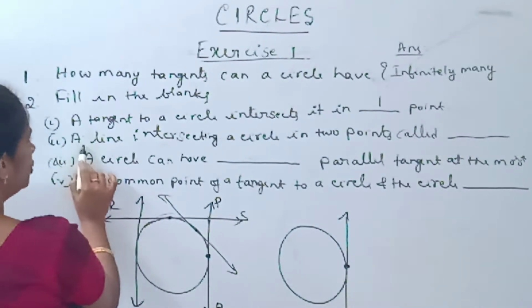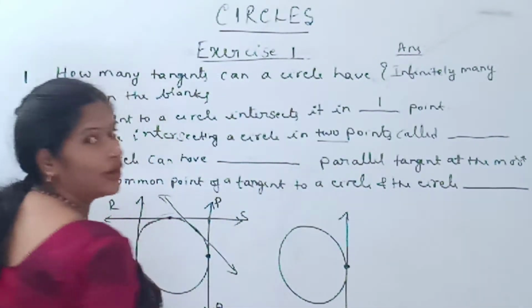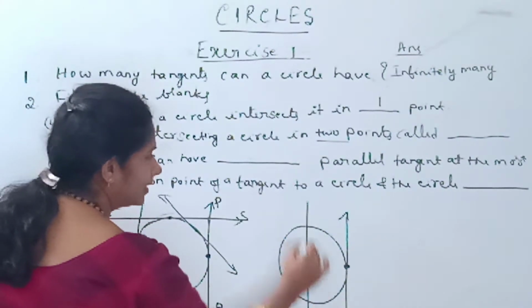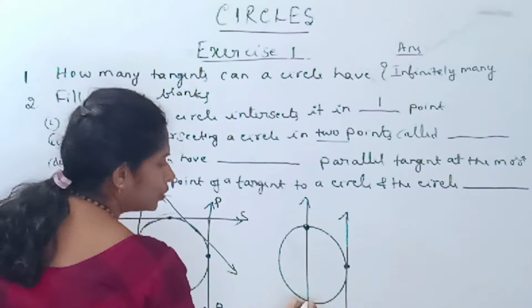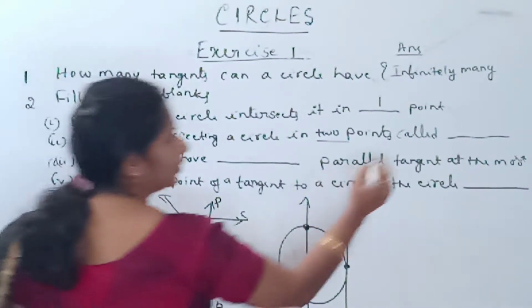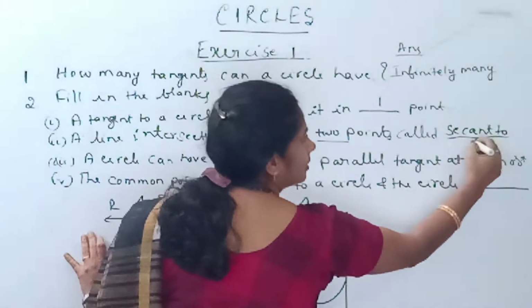Coming to the second question, a line intersecting a circle in 2 points is called what? So what is the question, children? A line intersecting a circle at 2 points is called a secant to the circle. So what you should write, children, is: secant to the circle.